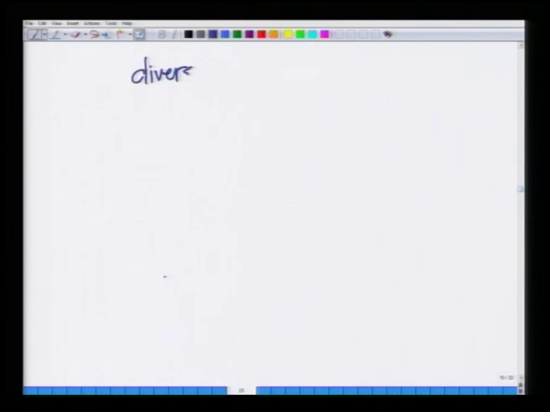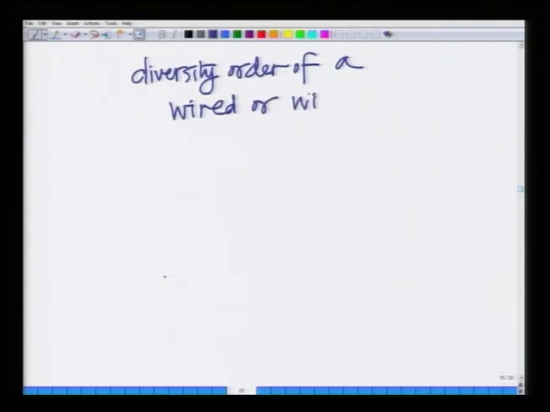Now, let us compute the diversity order of a system that is not straightforward. Let us go back to the very first system that we encountered, that is the wireline communication system. So, let us compute the diversity order of a wired or wireline communication system.